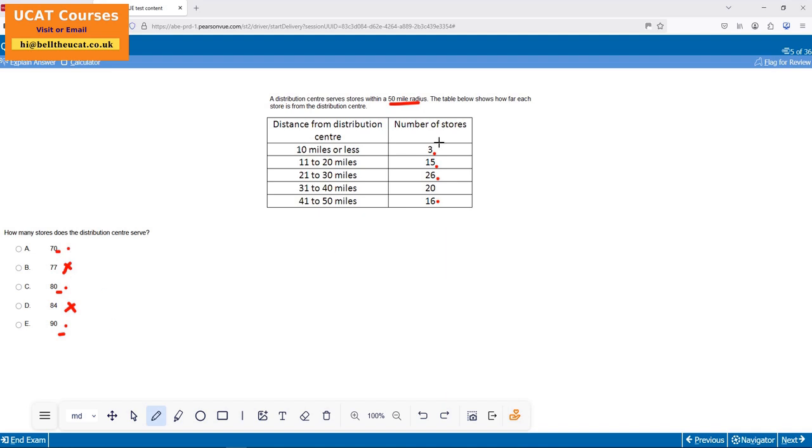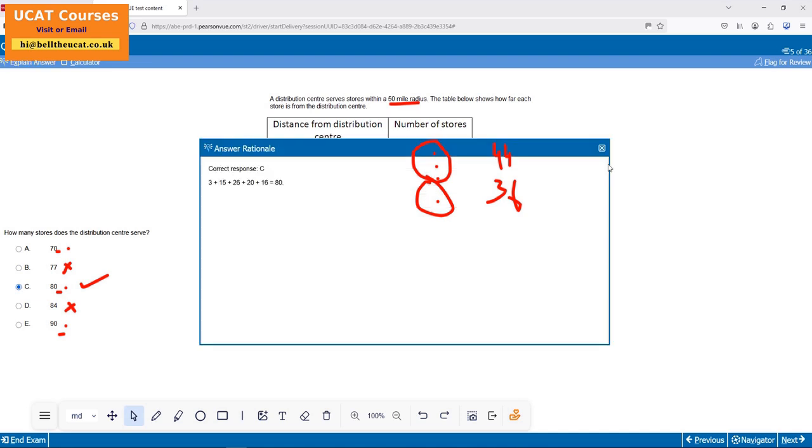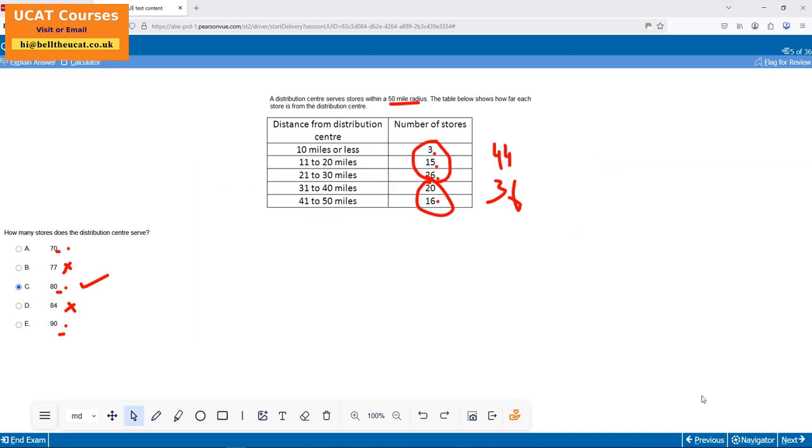Now, strategy number 2, how do I add it? When you add, add them up in clusters. 15 and 3, 18. 18 and 26, 44. So I've got 44, 44, 36, 80. Bravo, 80 it is. So that's option C. So simple, I don't need to redo it. That's a simple addition. You don't necessarily need a calculator for this question. Moving on, let's see how many we can do.